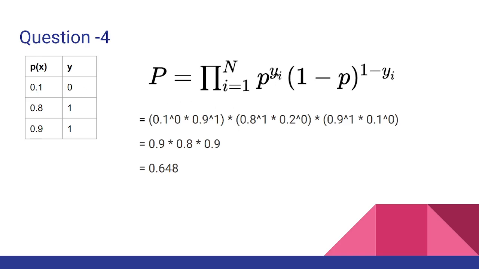So p to the power yi we take here, and then after that we take 1 minus p, which is 1 minus 0.1, which is 0.9, right? We take it to the power 1 minus yi. So 1 minus yi here is 0, since 1 minus 1 equal to 0. Basically we calculate this value for all the points, and then we multiply them. So that is the likelihood value of the data here.